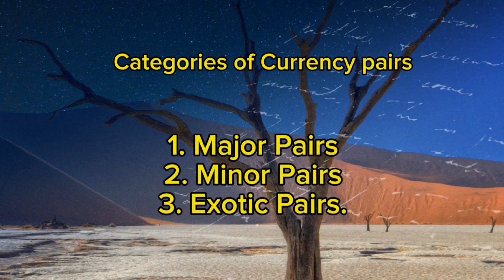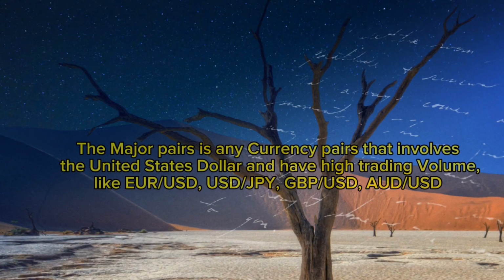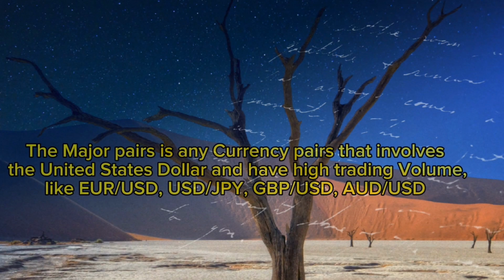Alright. Currency pairs are grouped in three major categories. We have the major pairs, the minor pairs, and the exotic pairs. Now, let's talk about the major pairs. The major pairs is any currency pair that involve the United States dollar and have high trading volume, like the Euro USD, the USD JPY, the GBP USD, the Australian dollar, and the United States dollar.